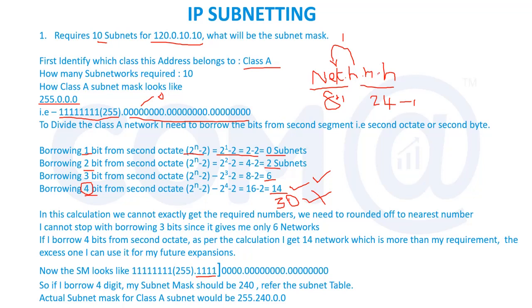I cannot borrow directly from the third portion or fourth portion. I will have to borrow from the second portion. If those 8 bits are over, for the ninth bit I will borrow from the third portion. Since I borrowed from the second portion, the zeros are becoming 1 and moved to the network portion. So the rest of the portions will be the host portion.